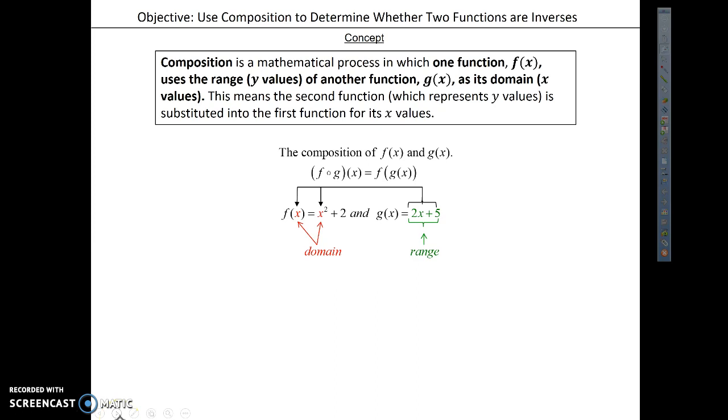So what is composition? Composition is a mathematical process in which one function, f of x, uses the range values, or the outputs, of another function, g of x, as its domain values. Plain and simple, we're going to take the outputs of this function and drop them into our function where we replace all of our x values. These range values are acting as the domain. This means the second function, which represents the y values, is substituted into the first function for its x values.